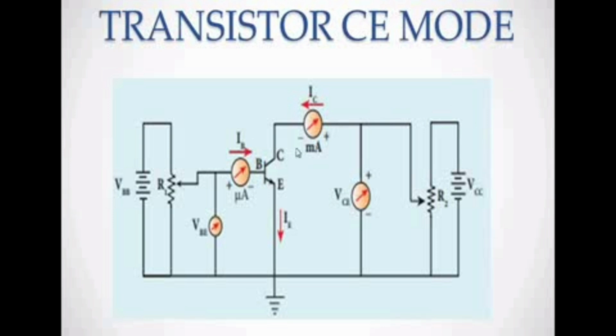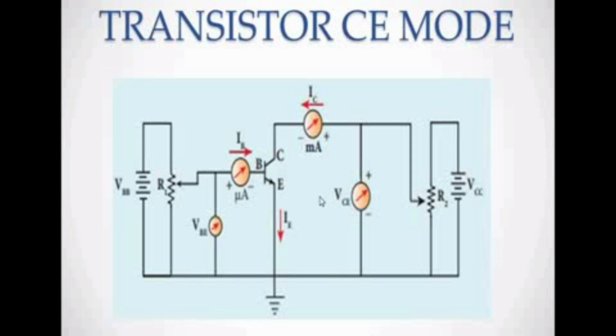Now the transistor is connected with the input voltage. To measure the input voltage, VB is here. The input current is measured with the microammeter, so a very small amount of current is given to the base. That is the input current. Then see the output: VCE is the output voltmeter and IC is the output current. Using that we can measure the input current, input voltage and the output voltage. So these are the CE characteristics of the transistor in CE mode.